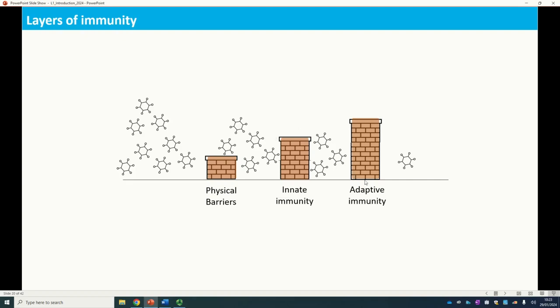Should that fail, we then have the adaptive immune response. The adaptive immune response is slower to get going, but it's specific. And it's the adaptive immune response that will give you the memory that we need from being exposed to a variety of pathogens and things like that. So they're the three barriers, and the adaptive immune response is like the big guns of the immune system. So if a pathogen gets past the physical barriers and the innate immune system, the big guns, or the adaptive immunity, will hopefully clear it out.